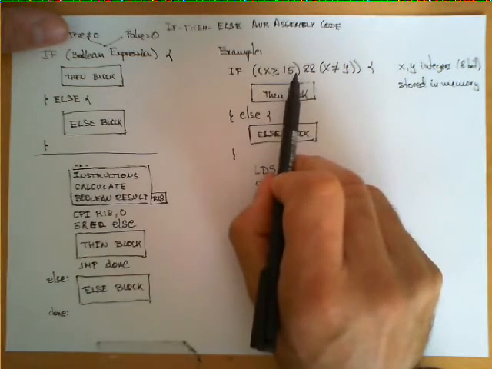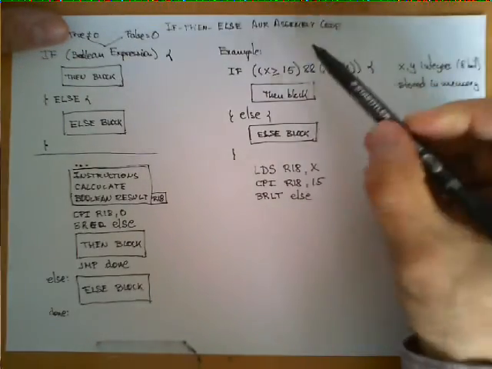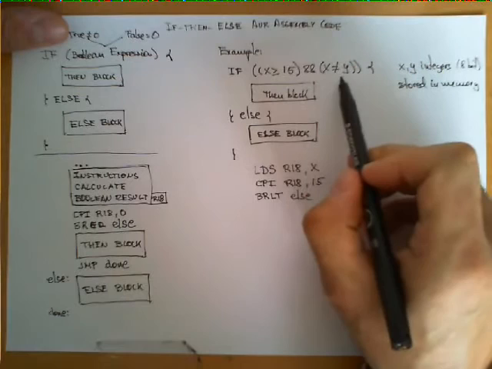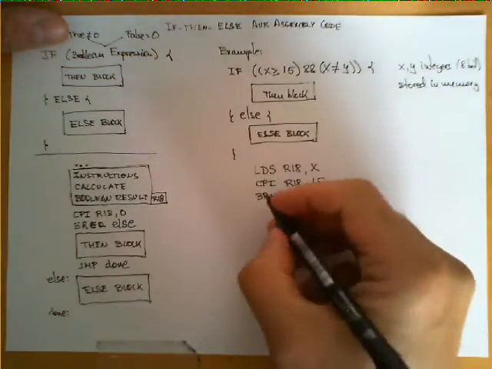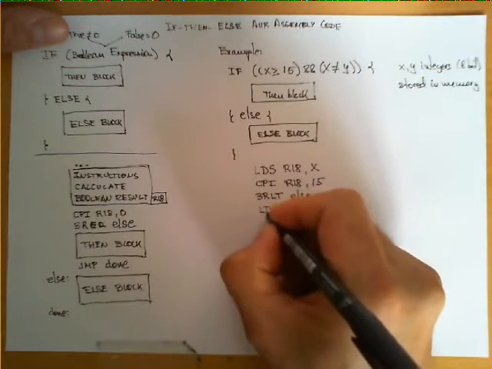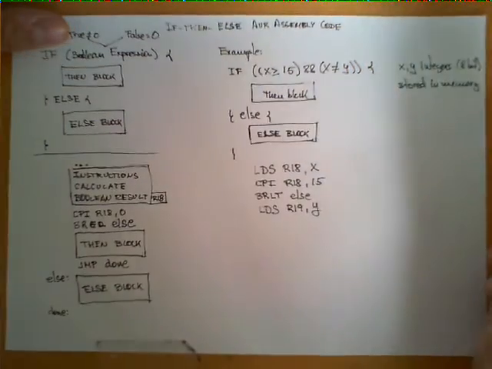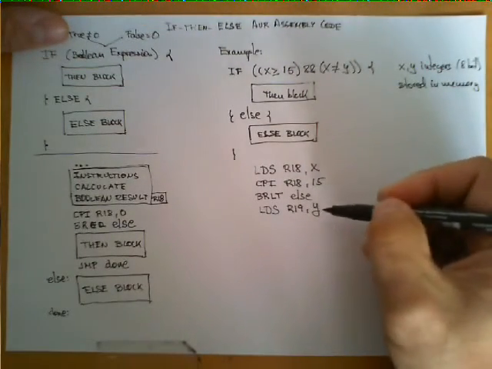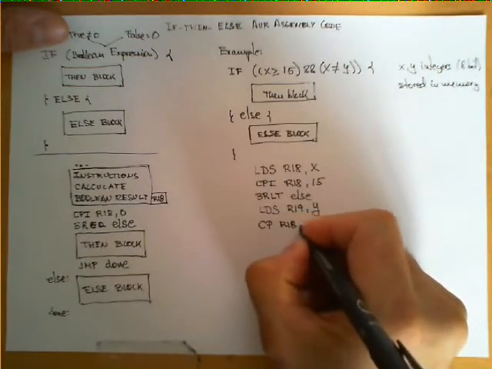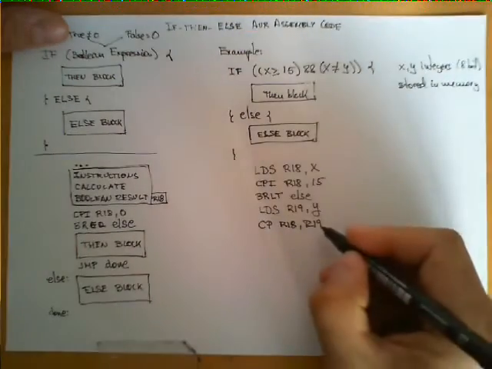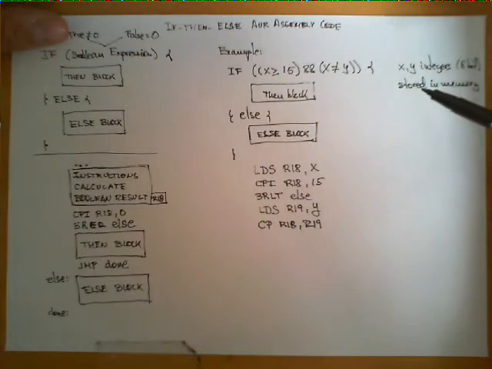If this condition is true, however, I'm still not certain that I should execute this block or this block, because this is part of a conjunction and I need to evaluate the other sub-expression. Now x is already in register R18. What I need to do is now bring from memory, again with an LDS instruction, let's put it in register R19, variable y. So I'm doing the same as in this instruction, bringing the value from memory. And what I need to do now is compare these two registers, R18 and R19, which is equivalent to comparing x and y.